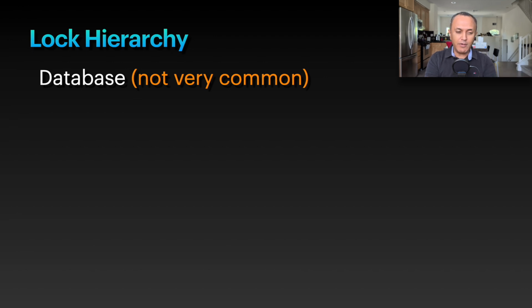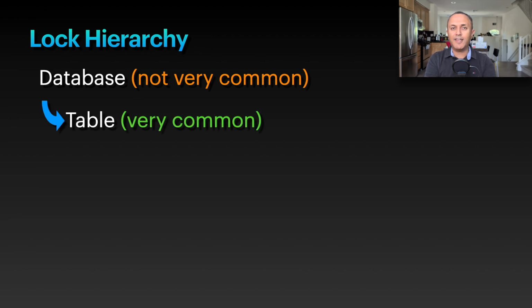The one that is very common is locks at the table level. Of course, a database may have many tables, so you can visualize it as a tree. A database has multiple tables, and you could request locks at the database level or at the table level. Locks at the table level are pretty common. You want to lock the whole table, especially in operations that involve the full table, like a bulk update on every row in the table, or altering the structure of the table or dropping a table and so on.